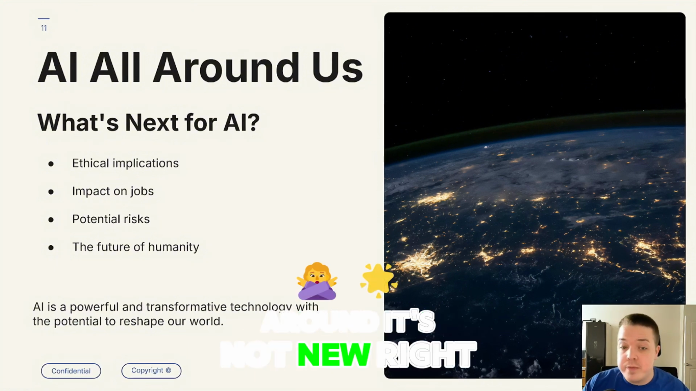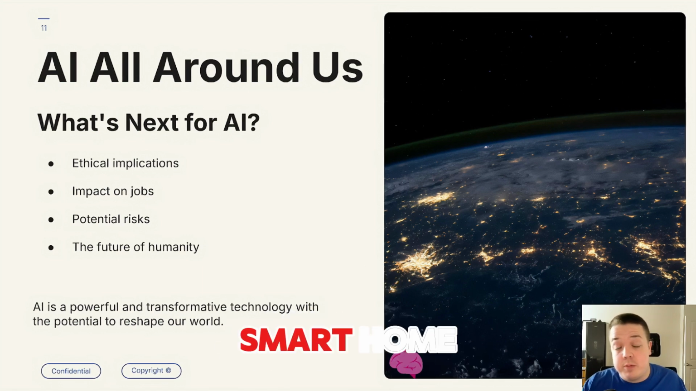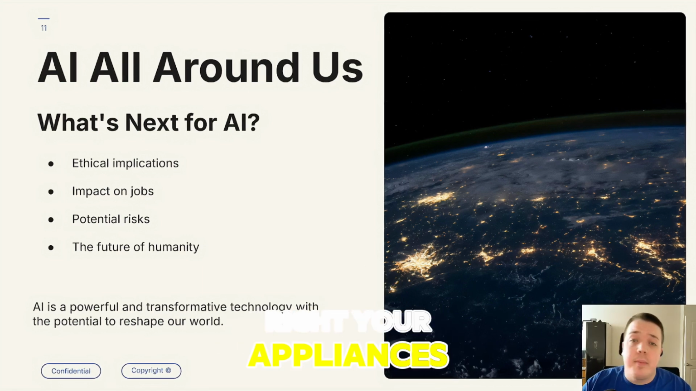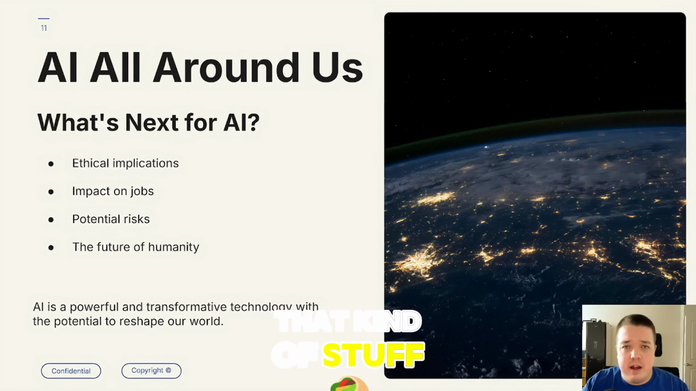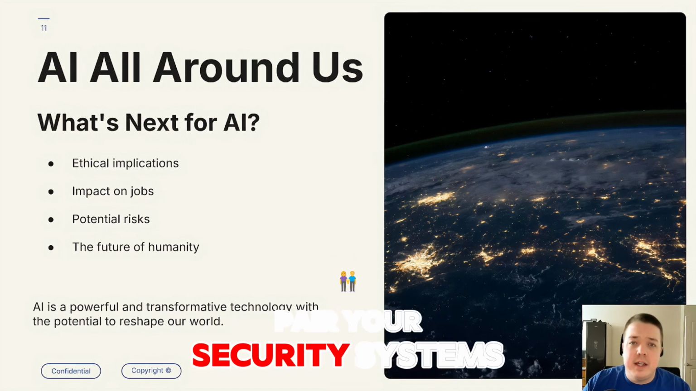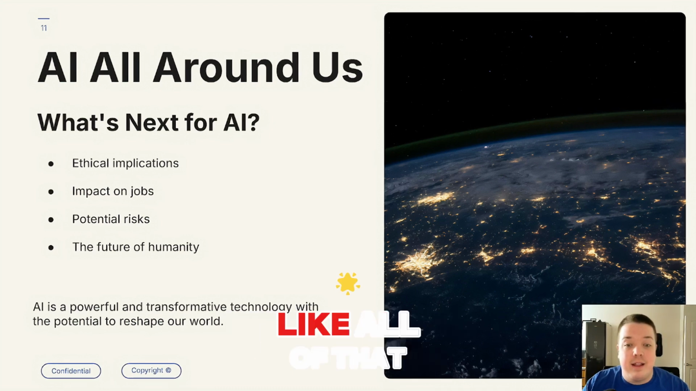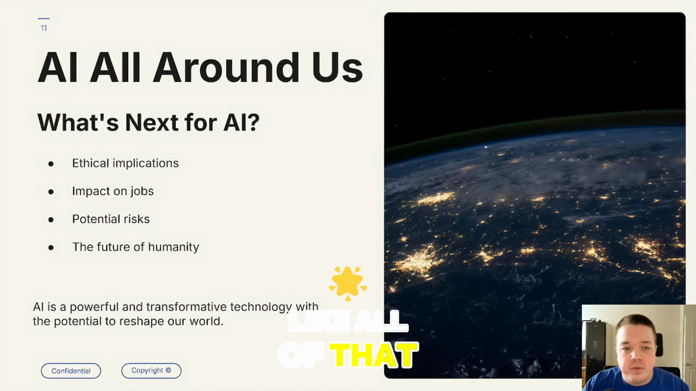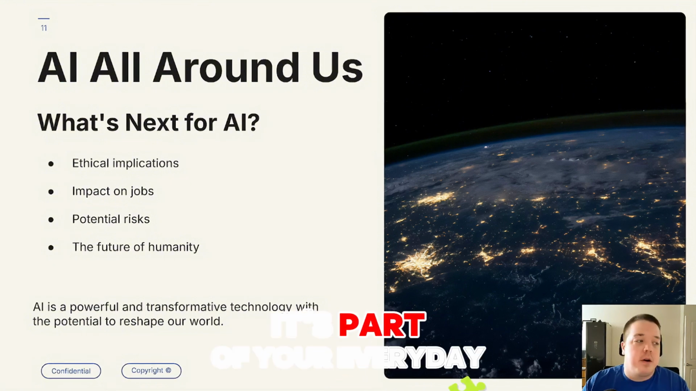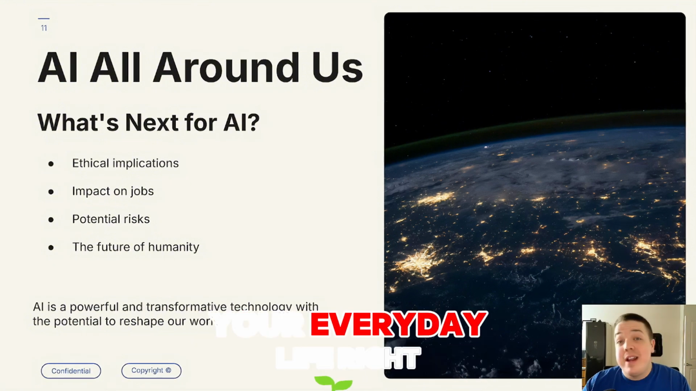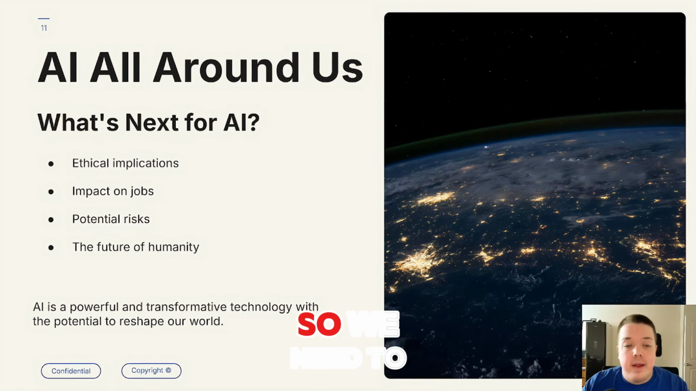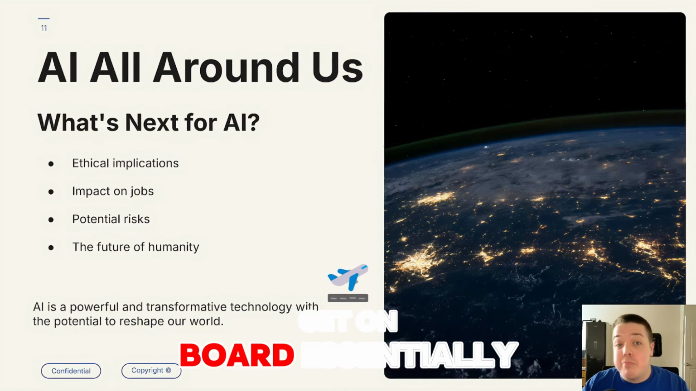It's not new, right? And then through your smart home, your appliances, your lights, all of that kind of stuff, when you're able to pair your security systems like your Ring and things like that to your Amazon Alexa and whatnot, all of that is part of AI. It's part of your everyday life, right? So we need to get on board, essentially.